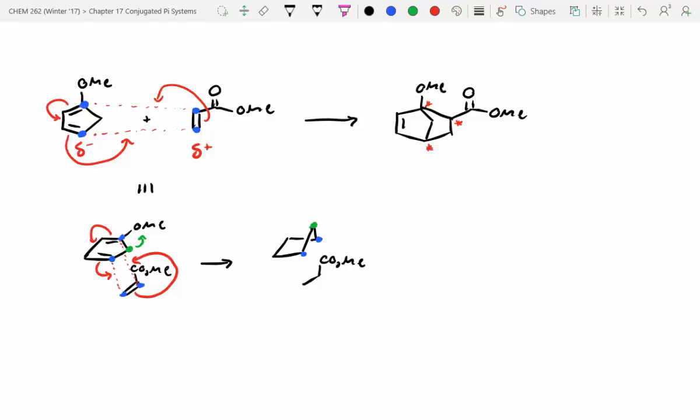Whoops, I shouldn't show that pi bond. We're forming a new covalent bond here and here between our two sticky pairs of carbons. This pi bond is breaking, this pi bond is being made, and this pi bond's being broken. So can you guys kind of see that transition state? Okay, so now let's finish by drawing our 2D side product.